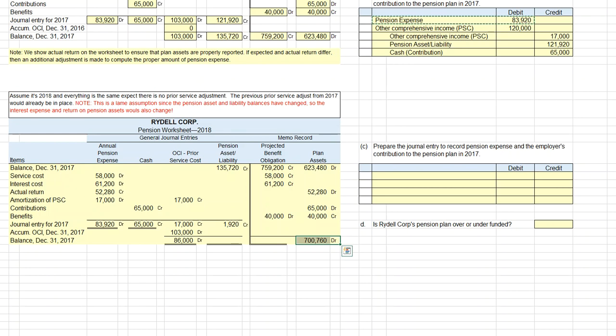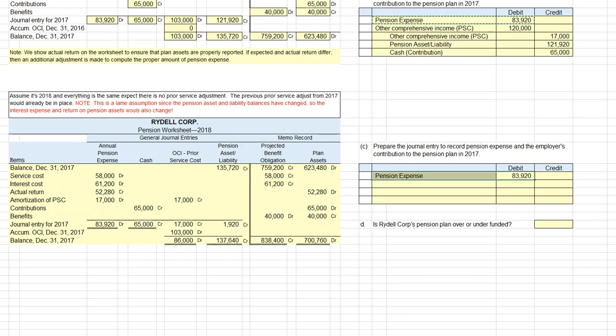Our pension assets will have a balance of $700,760. Our projected benefit obligation, $838,400. And now we want to make sure that our net pension liability should tie into our obligations and assets, as well as our beginning pension liability balance plus the increase in the liability that we've just calculated of $1,920. So it should foot in both those directions. So now we can take a look at our journal entry.